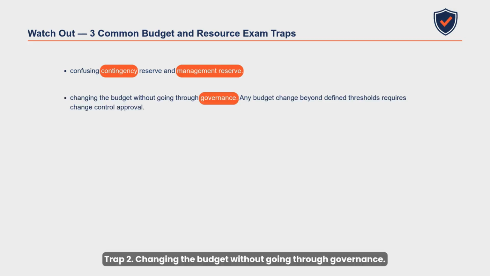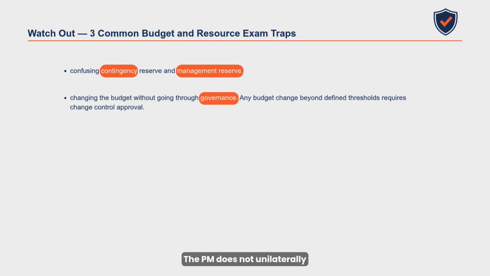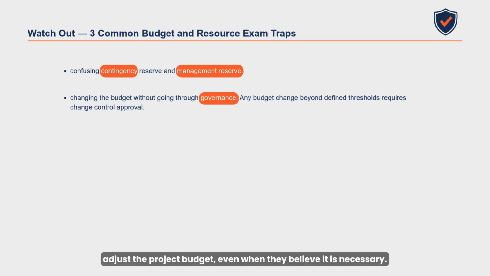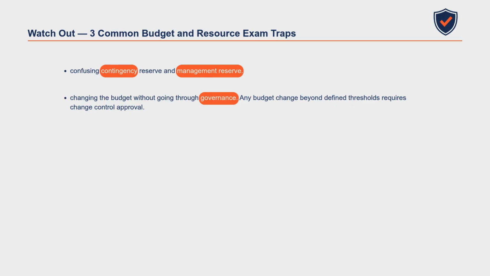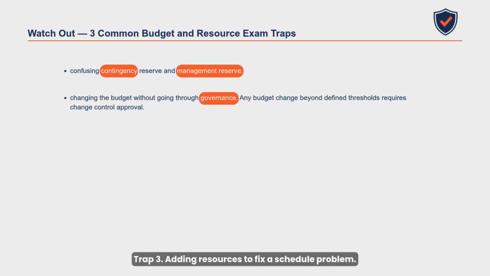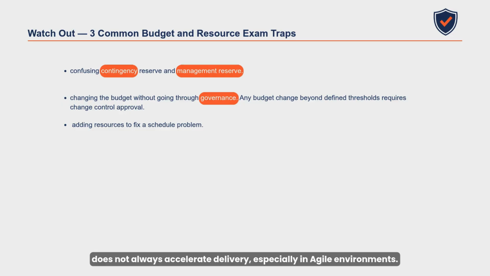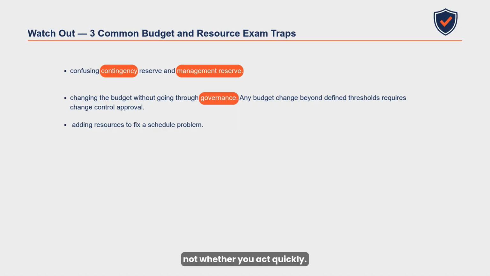Trap 2. Changing the budget without going through governance. Any budget change beyond defined thresholds requires change control approval. The PM does not unilaterally adjust the project budget even when they believe it is necessary. Trap 3. Adding resources to fix a schedule problem. Adding resources has cost implications and does not always accelerate delivery, especially in Agile environments. The exam tests whether you analyze the impact before acting, not whether you act quickly.